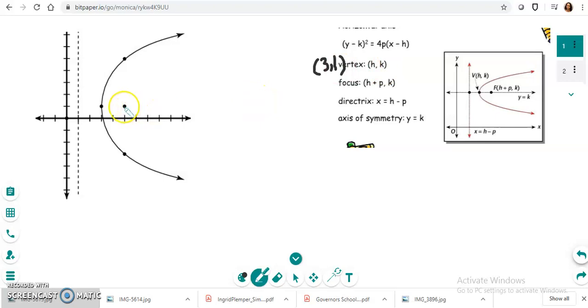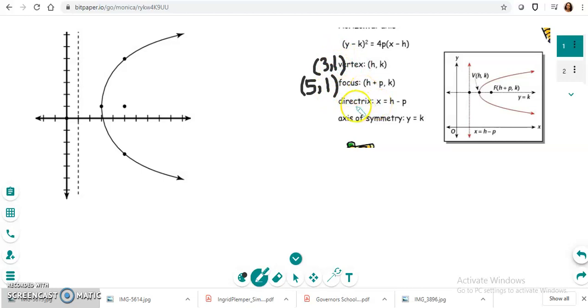My focus is this point here, and my focus is at 1, 2, 3, 4, 5, 1. So it is at (5, 1). My focus is given by the formula (h plus p, k). I don't know what p is yet, but I know that my k is going to be the same for both.